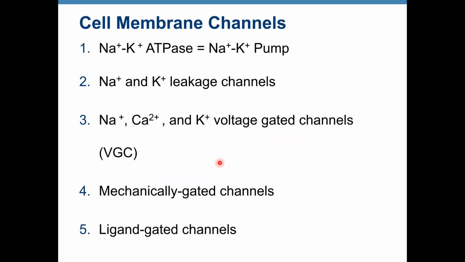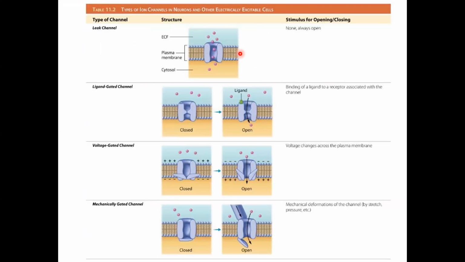Here are some proteins that are involved in separation of charges: the sodium-potassium pump, sodium and potassium leakage channels, sodium, potassium, and calcium voltage-gated channels, or VGC, mechanically gated channels, and ligand-gated channels. All these channels are important in separation of charges across a cell membrane. So let's look at this picture here.